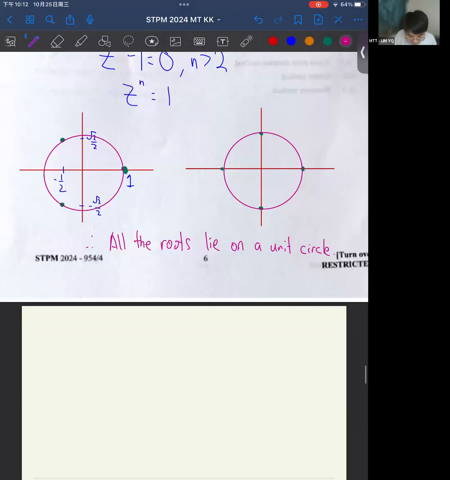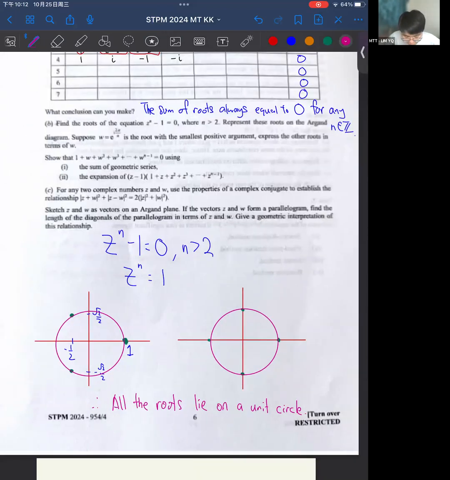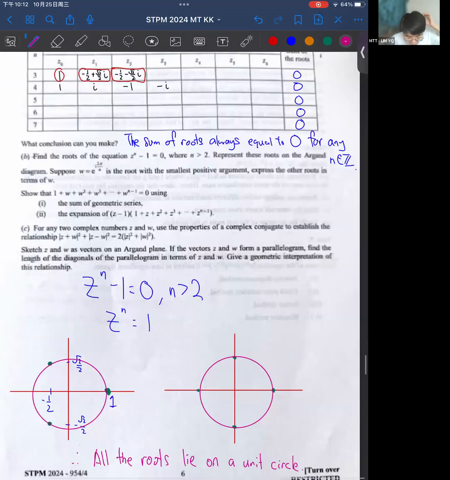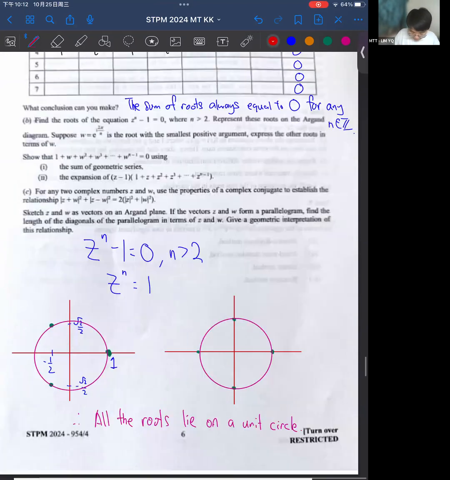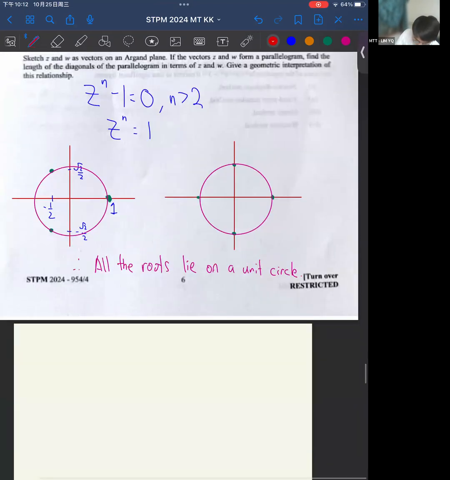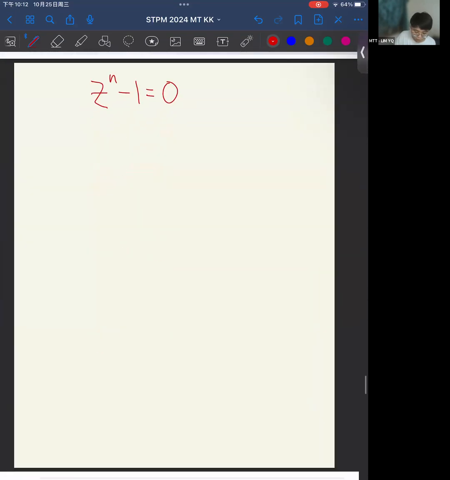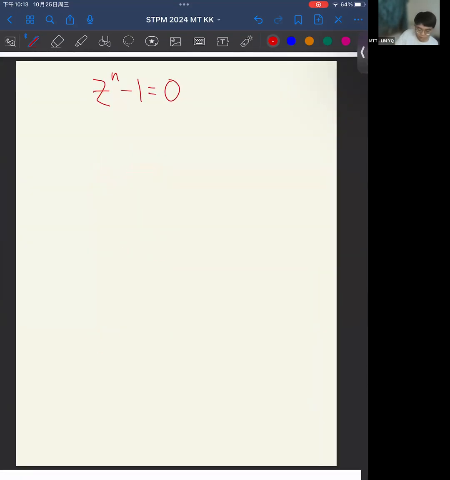Now suppose w equals this thing, the root with the smallest positive argument. Express the other roots in terms of w. Actually what they want is, maybe you can imagine a general one like this, power n, but this n is not specific, just simply gives you one n only. Now you want to solve it using De Moivre's theorem.